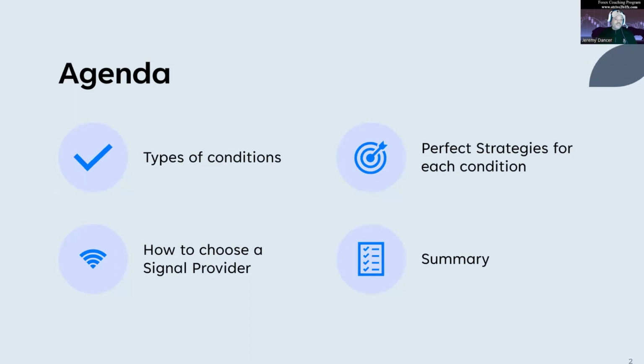So without further ado, for this video, we are going to be talking about different types of conditions, perfect strategies for each condition, and how to choose a signal provider, and then a brief summary. So make sure you watch this video all the way through because I'm going to speed through the types of conditions, and then towards the end of the video is when I'm going to go over the strategies for each of those conditions.